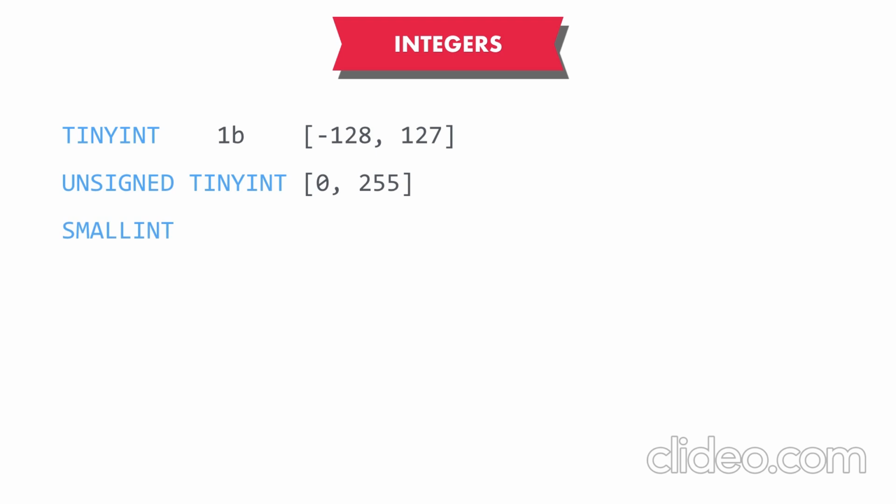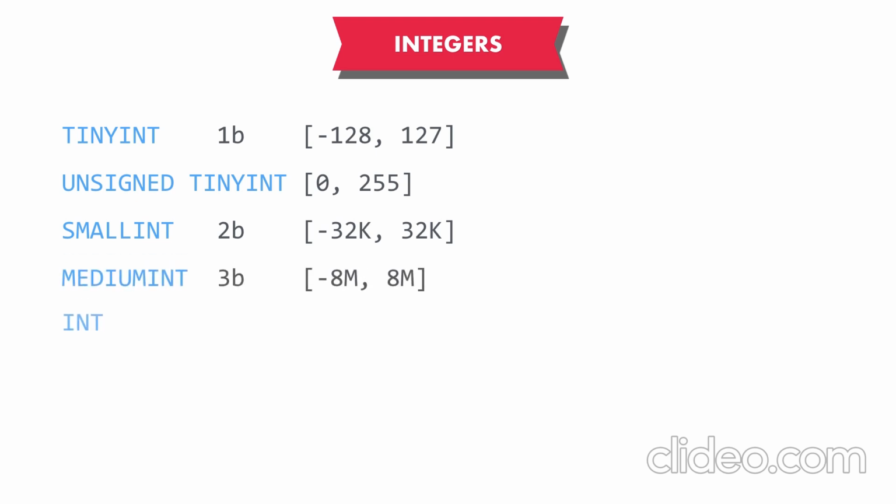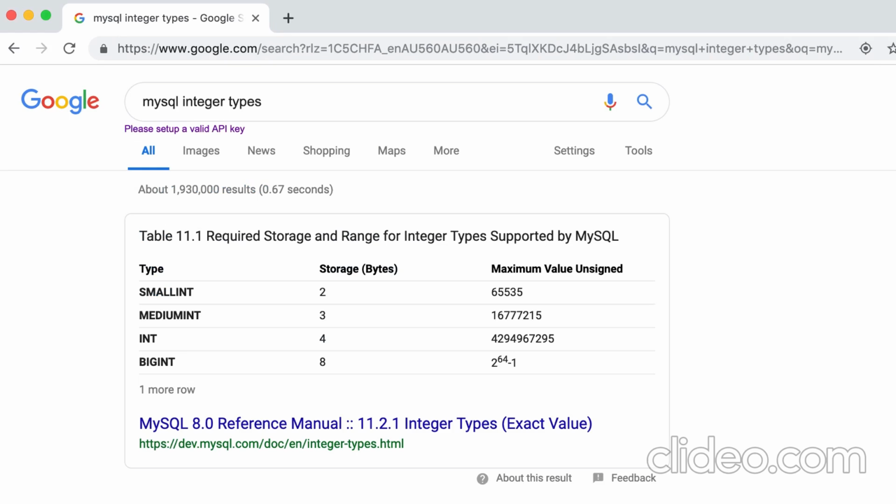Next, we have small int, which takes 2 bytes and gives us a bigger range. We also have medium int, which takes 3 bytes, int or integer, which takes 4 bytes, and big int, which takes 8 bytes. Now, don't worry about memorizing any of these ranges. You can always Google MySQL integer types, and you will see this table that clearly shows the number of bytes for each type, as well as the range of values they can store. Now, if we try to store a value outside the range of a column's data type, MySQL throws an error saying the value is out of range, so our insert and update operations will fail.